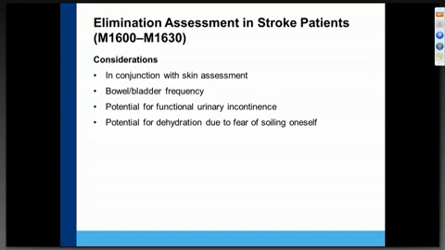What's not listed on here, urinary tract infections are very common, not only in our patients who have catheters, but in those who do not as well. So we want to monitor for that. And sometimes it's difficult. Patients don't necessarily have a high fever or something that's really obvious. It may be more subtle.